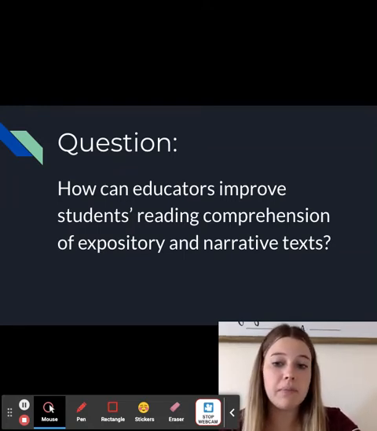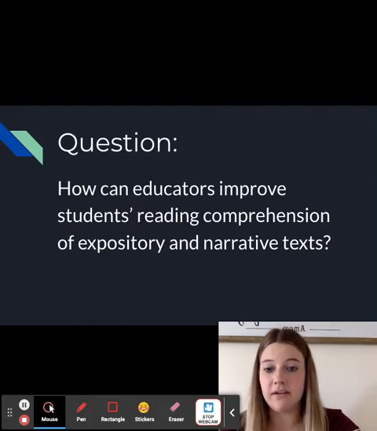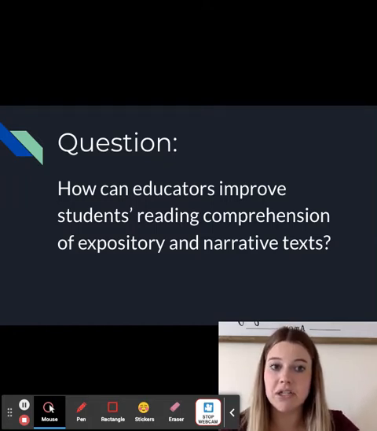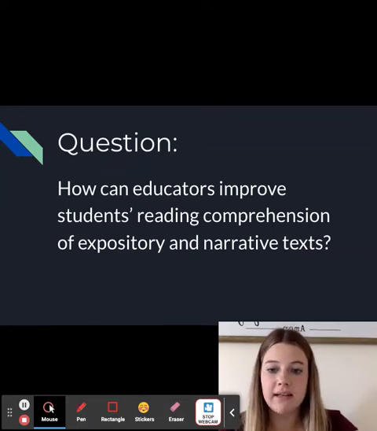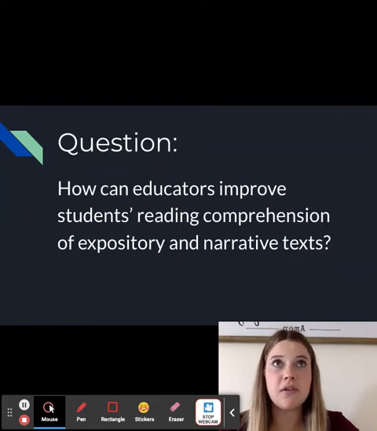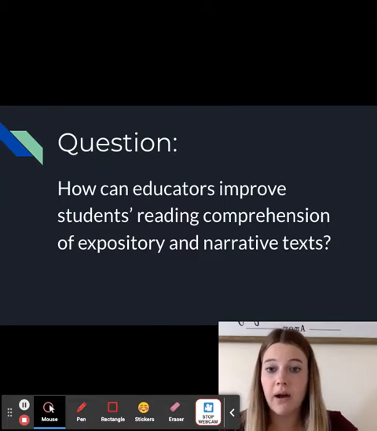I in particular was really focused on narrative text because I tend to teach a lot of narrative texts in my classroom. But I also wanted to add the expository texts because those tend to appear in social studies and in science, some of our core classes, and if our students don't know how to comprehend those texts, we can't expect them to succeed. So, I was really interested in comprehension of narrative and then expository texts as well.